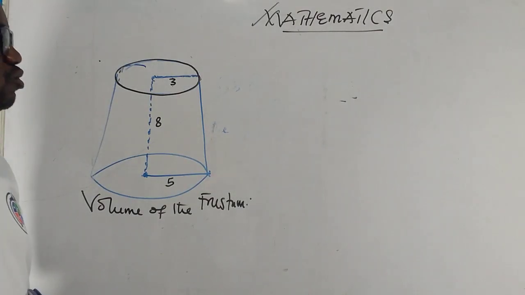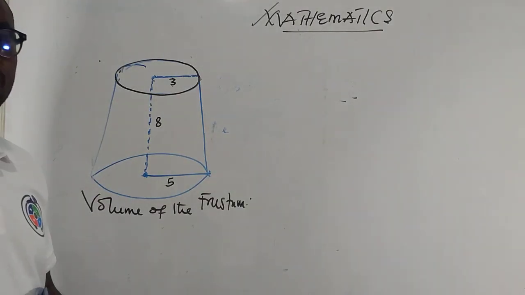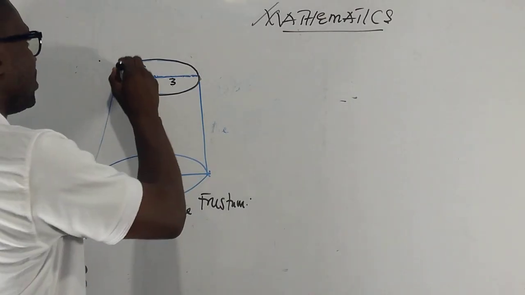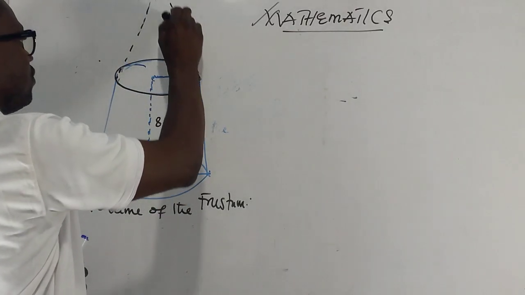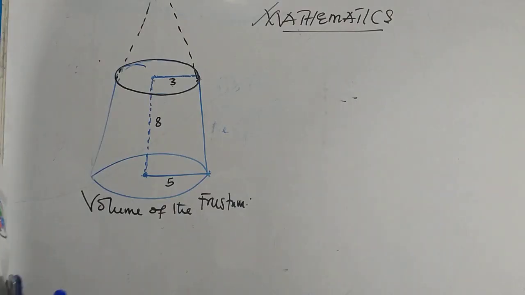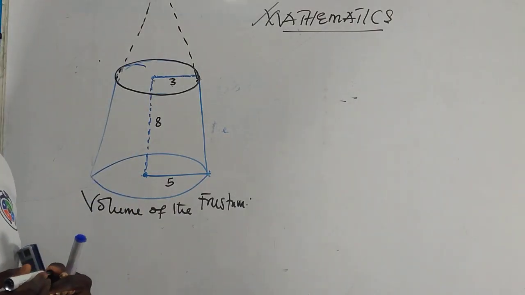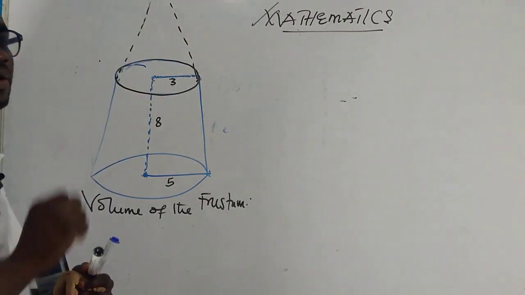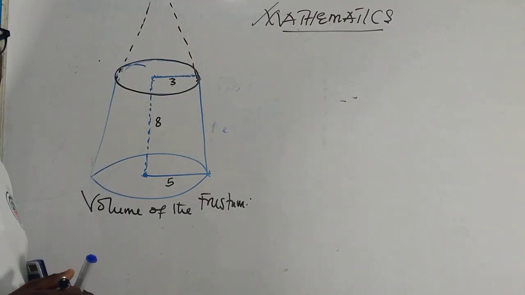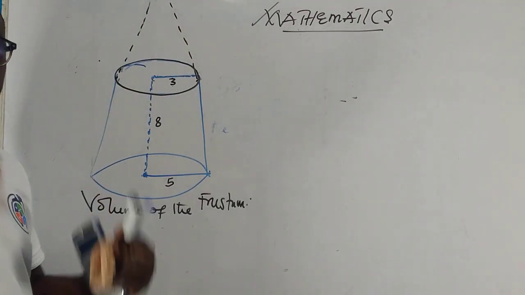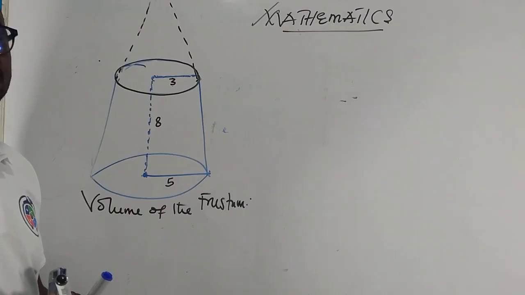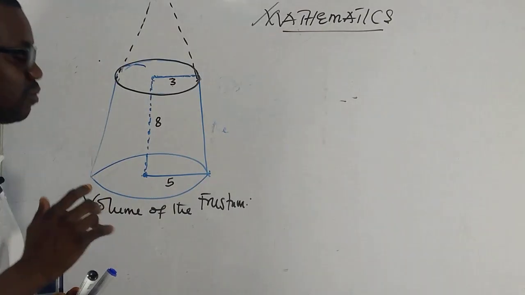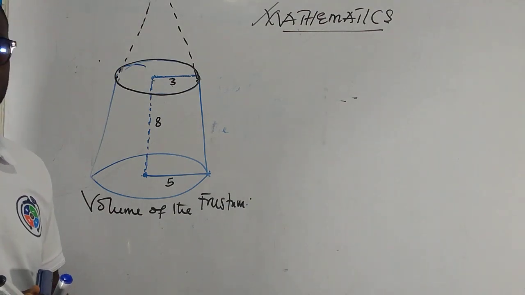The first thing you should know is that you have to complete the conical shape. So let's do that. Now can you see we have the cone as a complete form, but this part has been truncated away. So we need to know the height of the whole cone, so that we can subtract the volume of the smaller cone from the volume of the bigger cone.